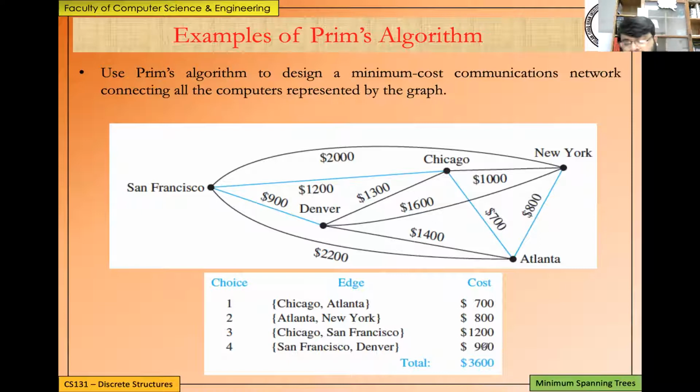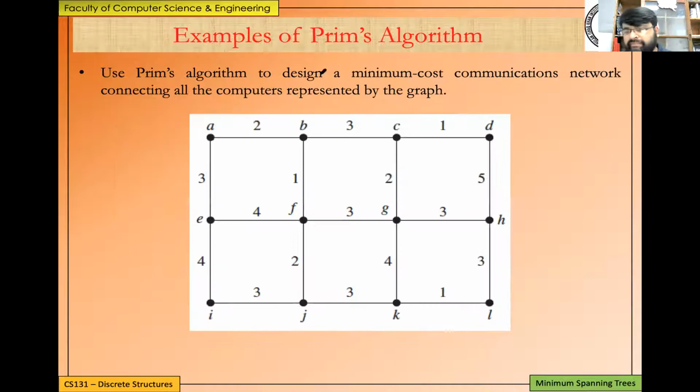So now we notice that these are the edges that were used ultimately, and in the same order: Chicago to Atlanta, Atlanta to New York, Chicago to San Francisco. And here the vertex that is nearest is important. It's not that you just choose the one with the lowest weight, but actually you choose the one with the lowest weight that is connected to one of the vertices that have been visited, and you don't want to create a cycle again. That's the main thing here. So let's take another example of Prim's algorithm.